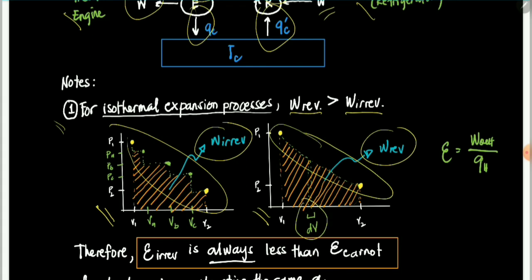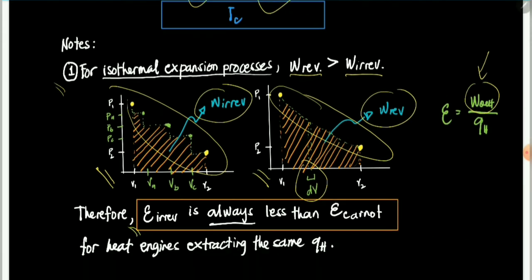Because of the small amount of volume increments. Okay? So since the efficiency is equal to the work output over QH, where the work output is an expansion work, the irreversible efficiency is always greater than that of the Carnot efficiency. That's why this is called the maximum thermodynamic efficiency. Okay? So lahat ng irreversible engines ay may mas mababang efficiency doon sa Carnot engine.